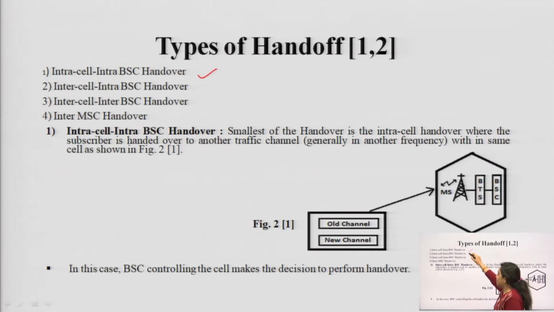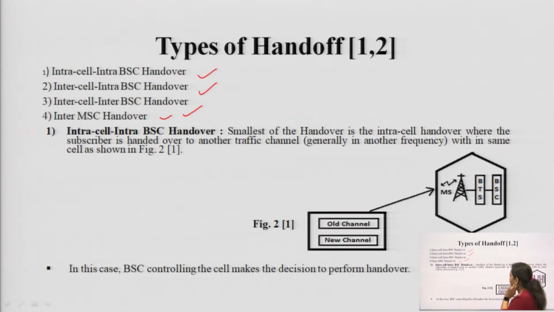The second one is inter cell intra BSC, which means different cells are there, but the same BSC, because more than one cell will be considered under one BSC. That is the concept behind cell infrastructure. The third one is inter cell inter BSC, meaning a different cell and a different BSC. The fourth one is inter MSC, meaning between two MSCs, which is a higher level as compared to the BSC.